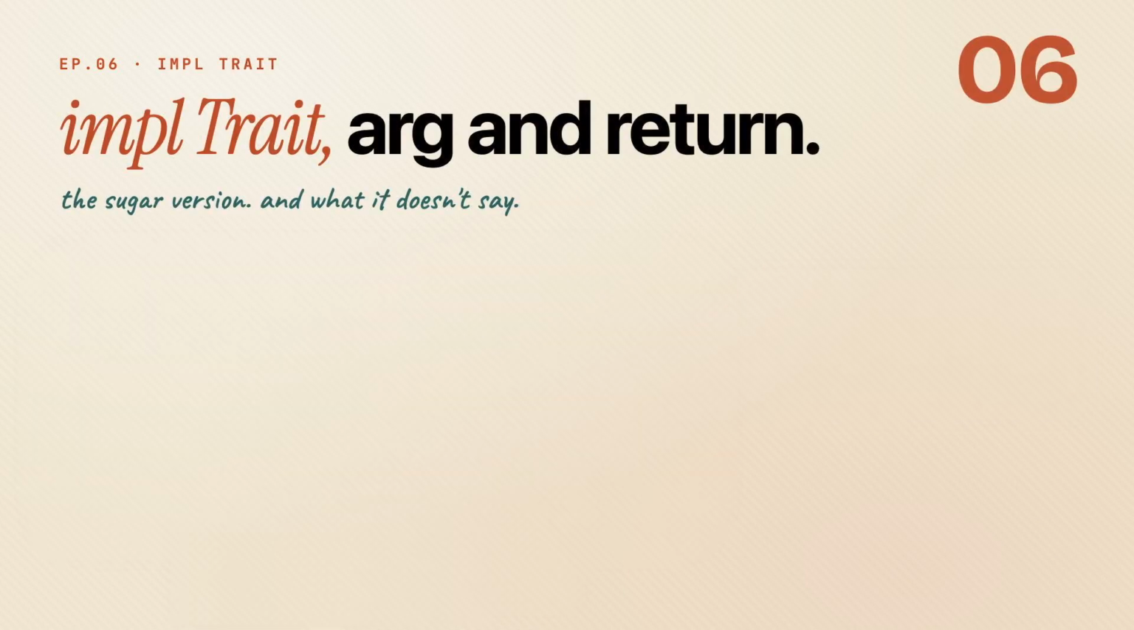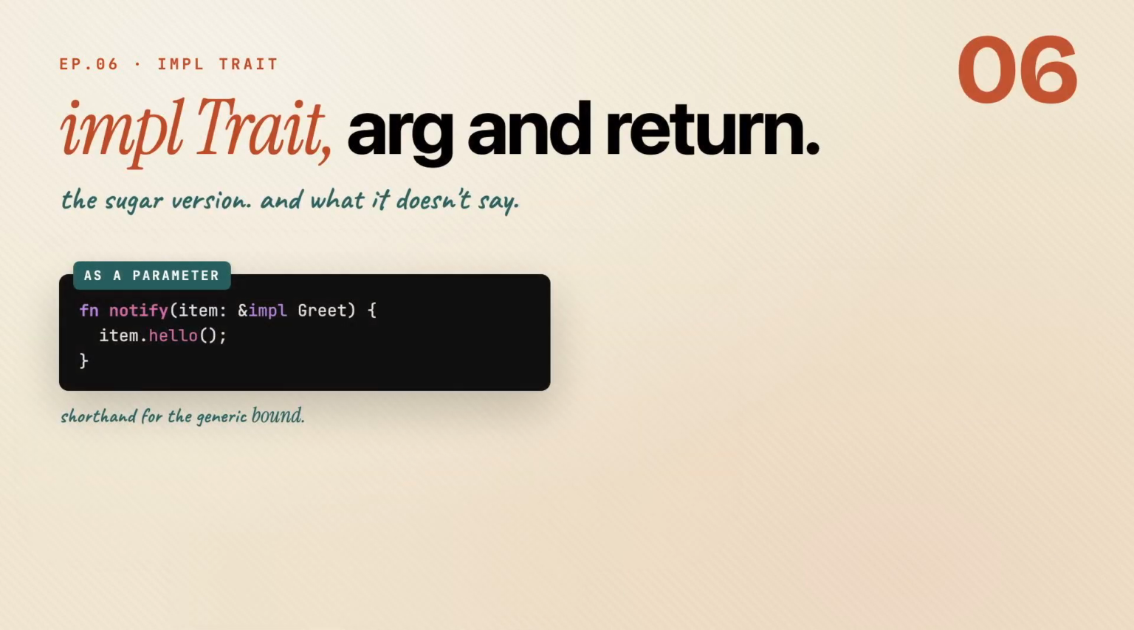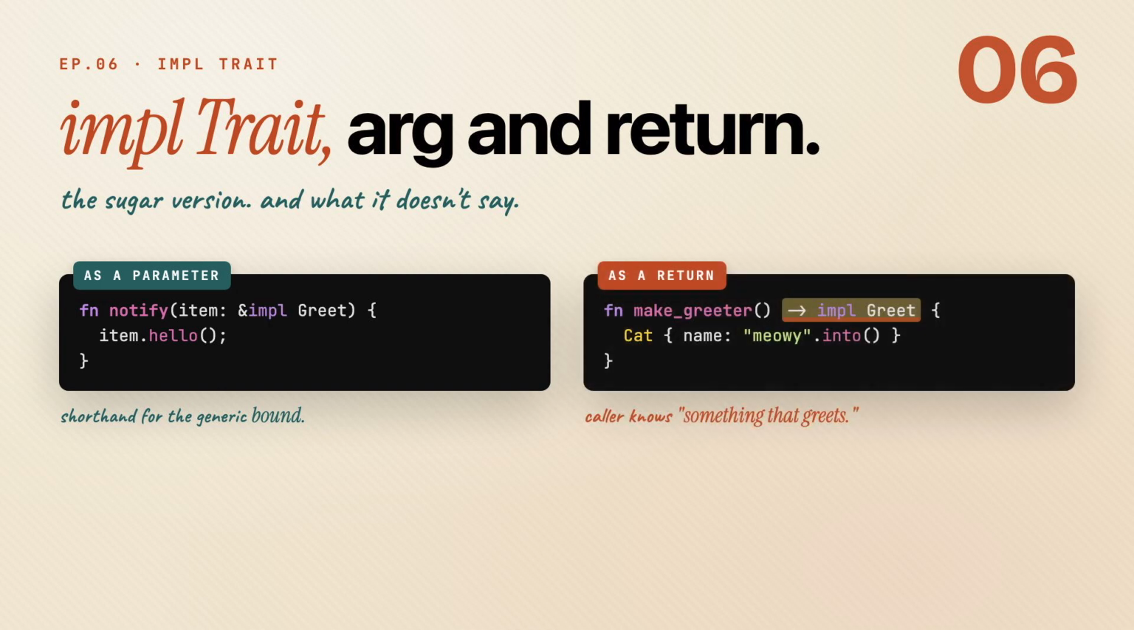A simple trait is like a method, and in a parameter, it's pure shorthand. Notify takes an item that is some impl Greet. That's the exact same thing as the generic bound from a second ago, like we did in the other scene, just a shorter read. In the return, it says something different.